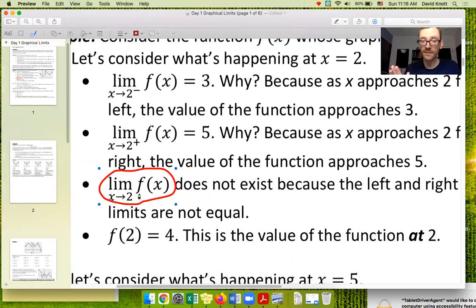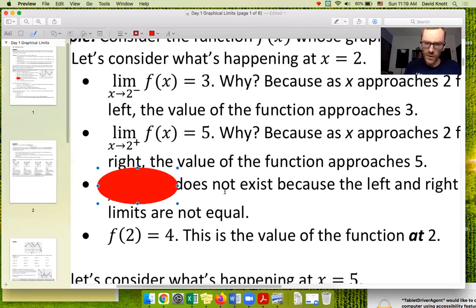It's undefined, okay? But I should mention that if these two things were the same, like if these two numbers were both, say, equal to 5, then the two-handed limit would just be whatever that common number is. So if, say, the left and right-hand limits were both 5, then the two-handed limit would also just be 5. But in this case, it doesn't have a value because it's undefined.